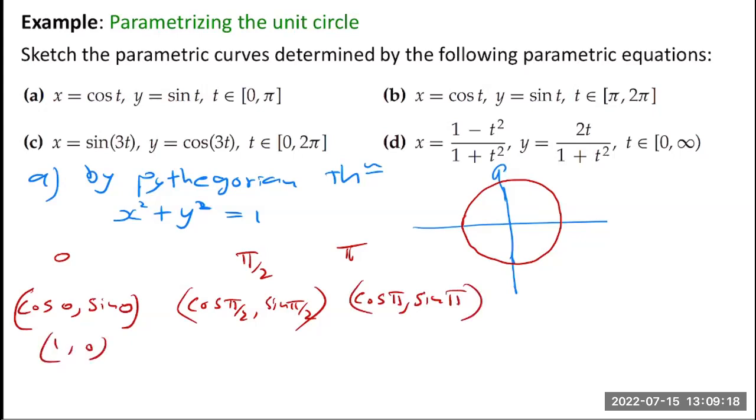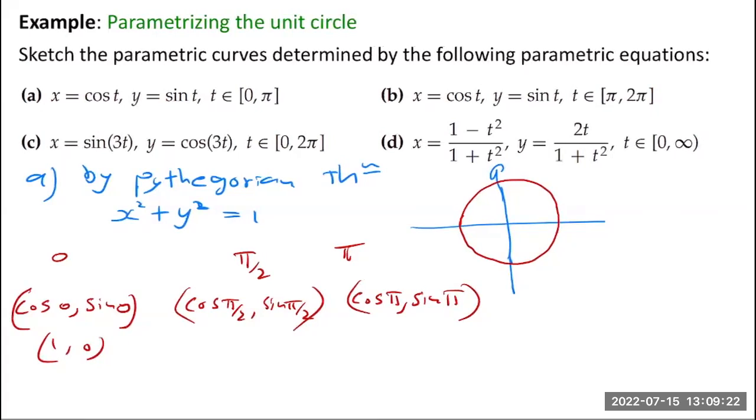The second point is going to be, what is cosine pi over 2, comma, sine pi over 2? That is 0, comma 1. And the last point is, of course, minus 1, comma 0. We all know that. Now we can mark these points.